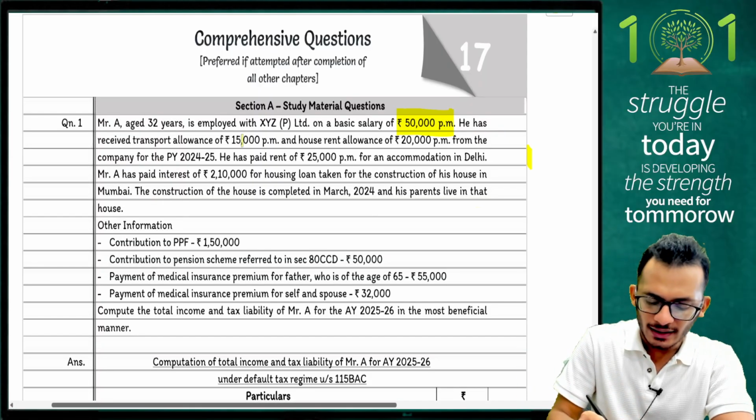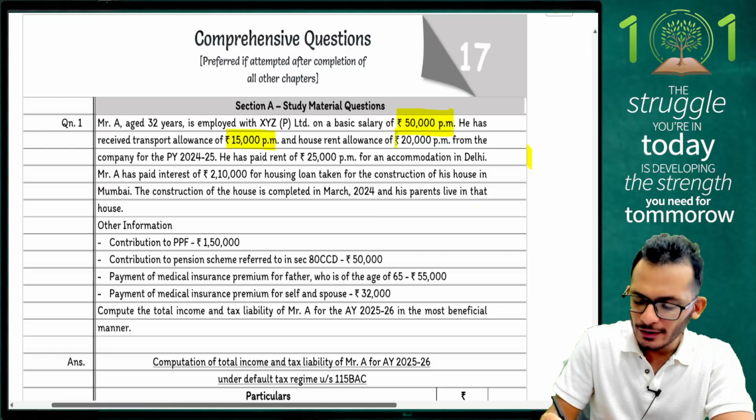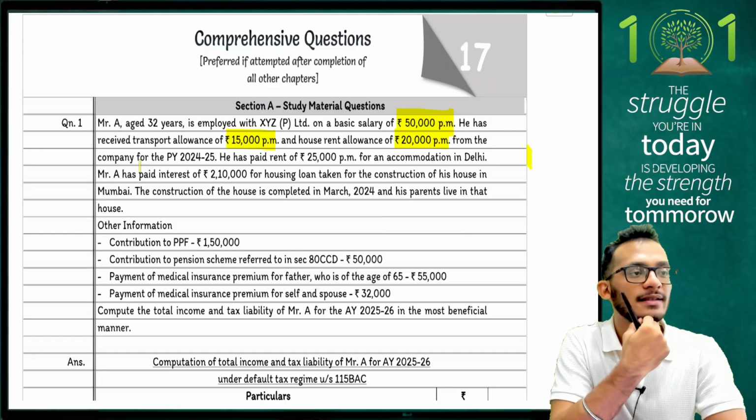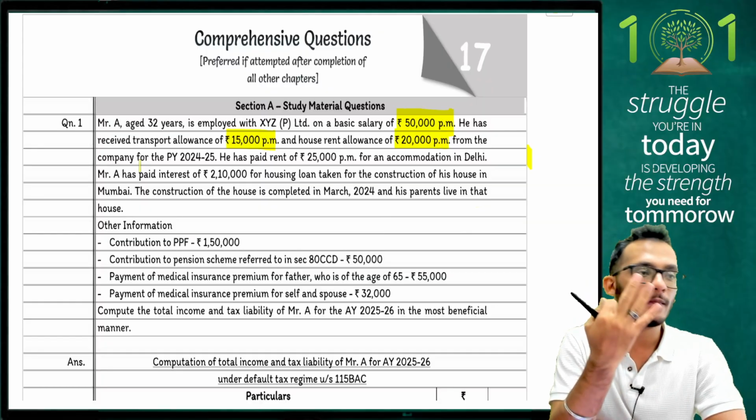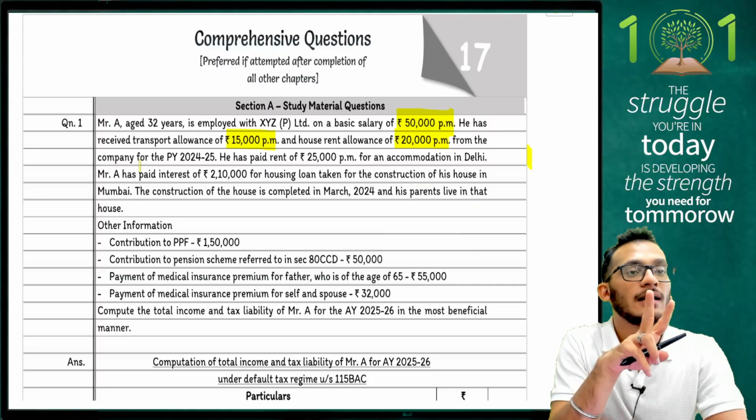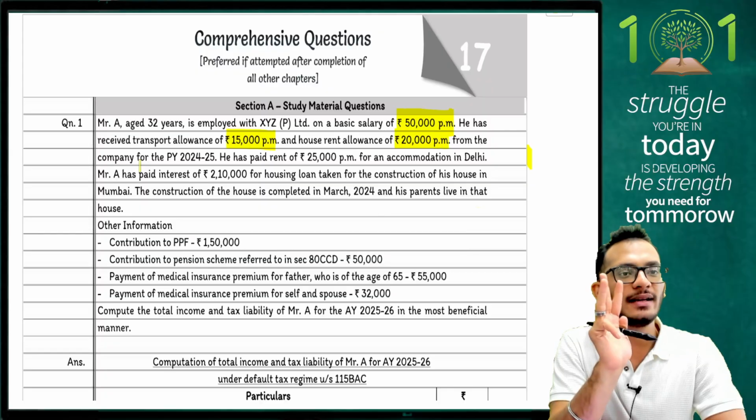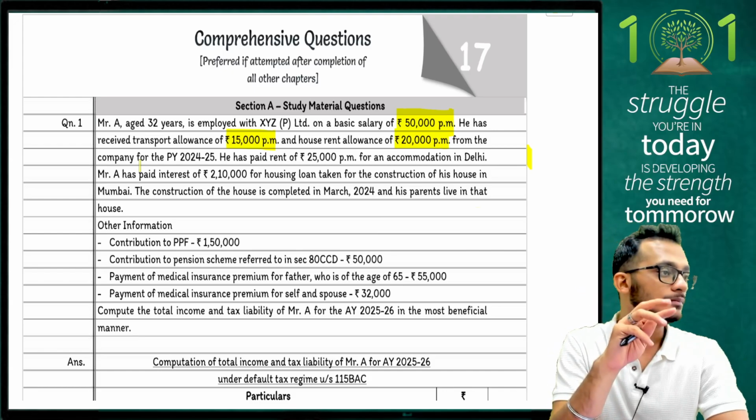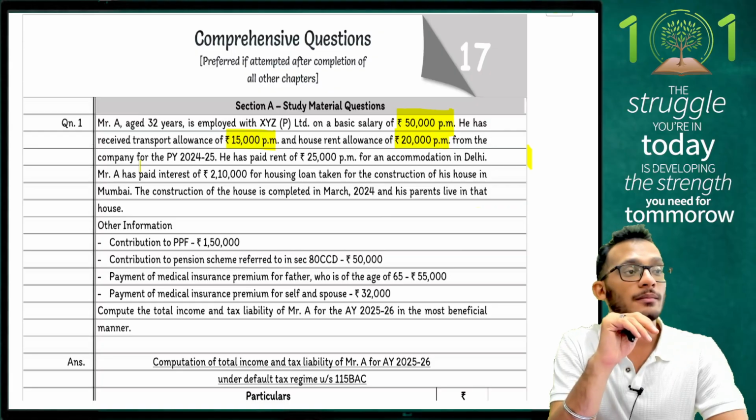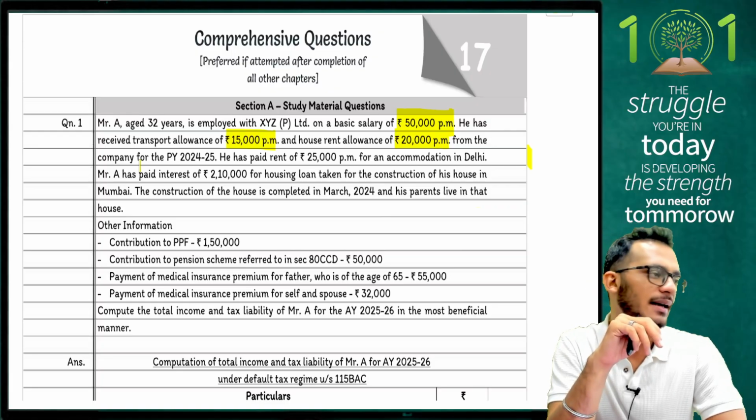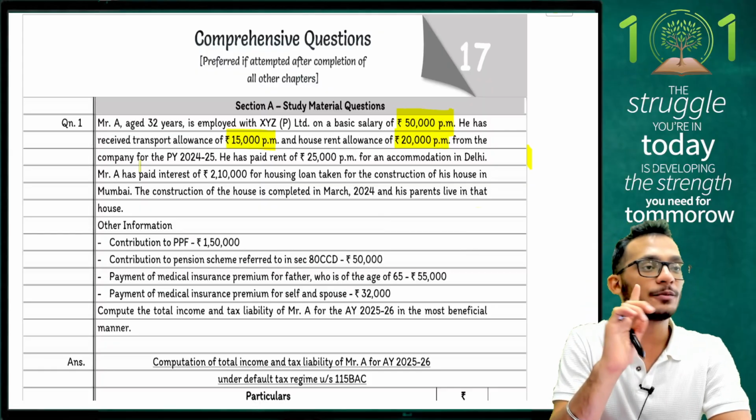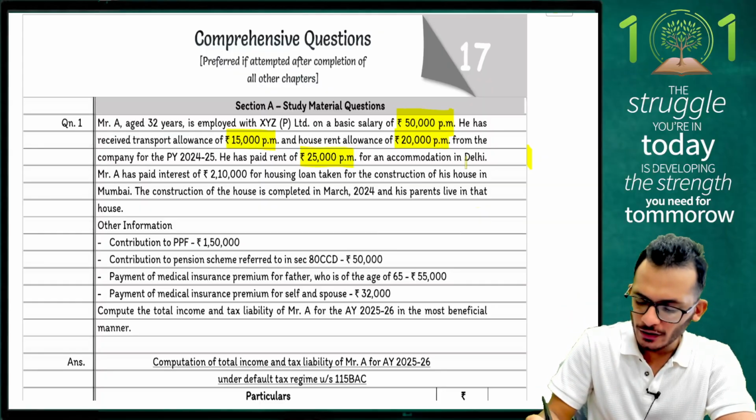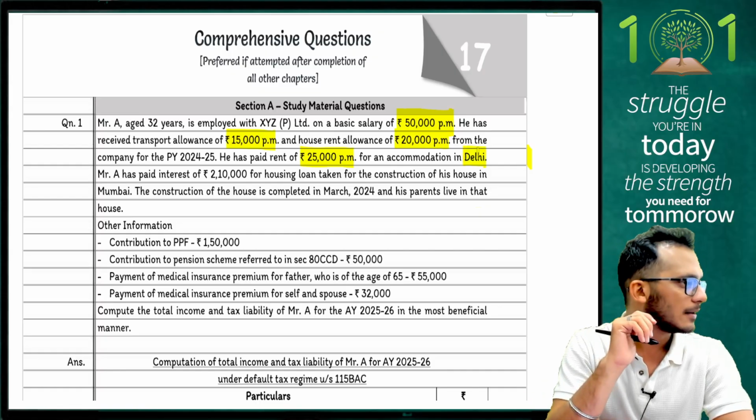Good. He has received a transport allowance of 15,000 rupees and an HRA of 20,000 rupees per month from the company. He's also received 2 allowances. One is HRA, one is transport. HRA we discussed: least of 3. Actual HRA, rent paid minus 10% of salary, 50% of salary. Transport allowance rules: exempted only for disabled category. I don't see any exemption for disability here, which means this transport allowance is fully taxable. Then he has also paid a rent of 25,000 rupees per month for an accommodation in Delhi. So this is his rent paid.